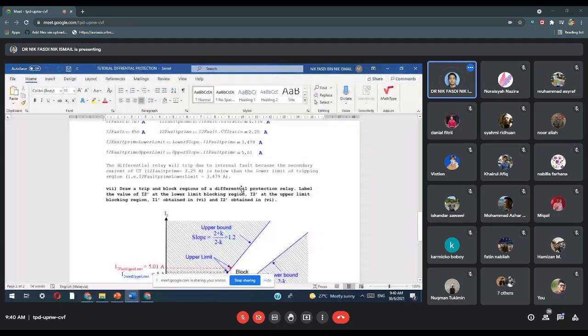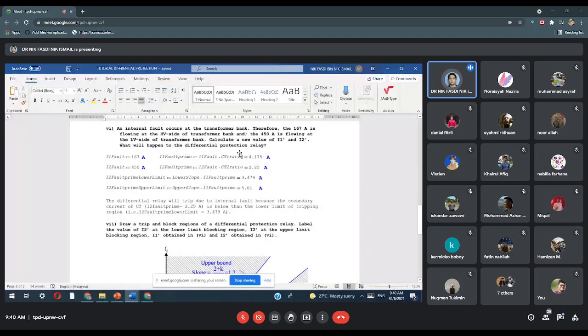Now kita soalan ni calculate dan new. Okay, kita calculate kat sini. We have the differential protection. Apa akan jadi? The delay which is due to the internal fault, because the secondary is 5, is below the lower limit of the slope region, 3.479. Okay. Because dia akan trip because dia berada kat bawah tu.